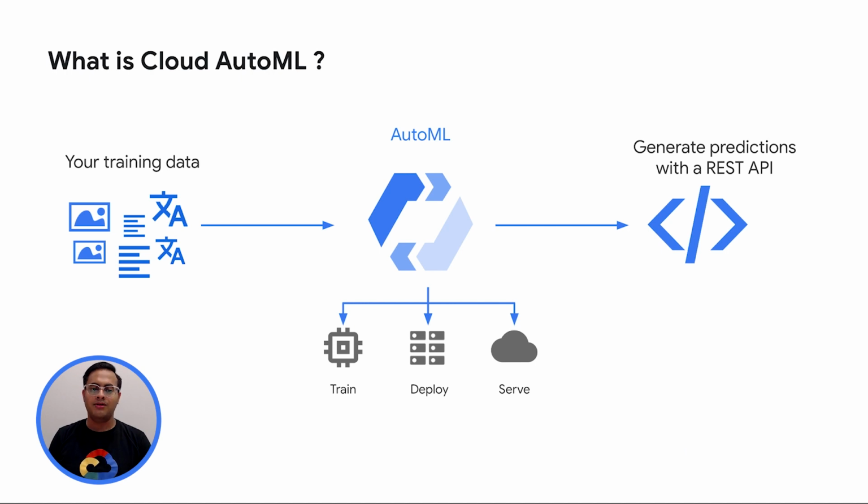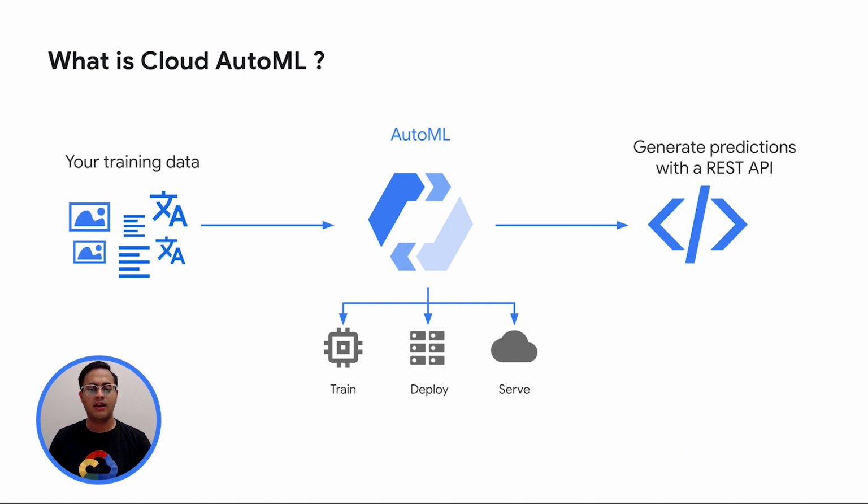So, is there a way to simplify this entire process? Absolutely. That is where we have AutoML. AutoML provides a UI for gathering training data and evaluating models. Here's how it works. Upload your training data. Depending on which AutoML variant you're using, it could be images, text, or translated sentence pairs.